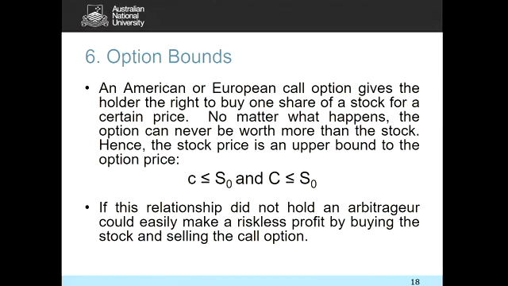So when we talk about bounds of option prices, we're talking about what's the most you should pay for the option. That's the upper bound. And what's the least amount you should pay for the option. That is the lower bound. If these bounds get violated, you can make a riskless arbitrage profit.